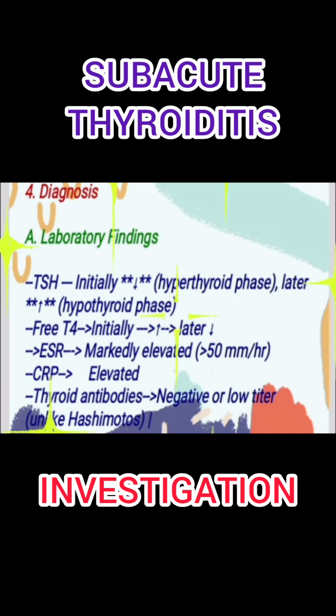And then later, in the hypophase, they'll flip. TSH will become high as the pituitary gland tries to stimulate the underactive thyroid, and free T4 will be low. Okay, that reflects the phases.